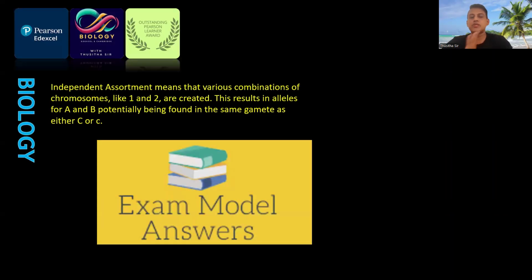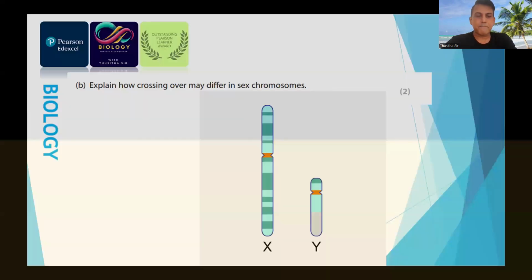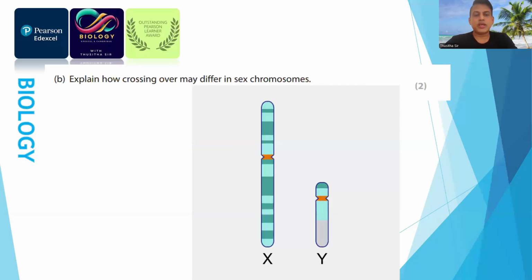So independent assortment means that various combinations of chromosomes like 1 and 2 are created. This results in alleles for capital A and capital B potentially being found in the same gamete as either capital C or small c. Explain how crossing over may differ in sex chromosomes.